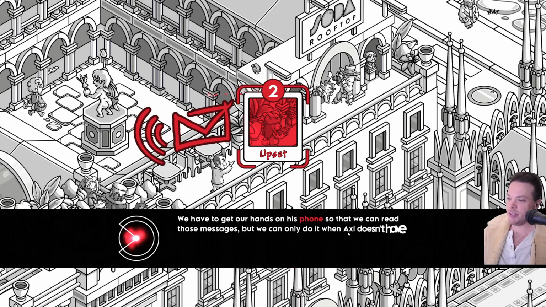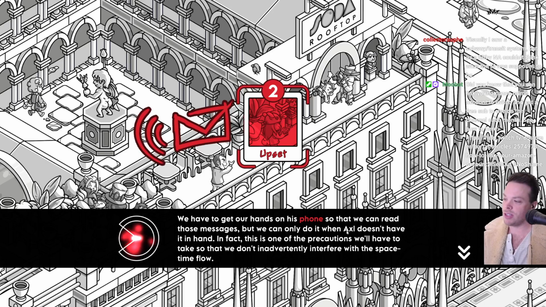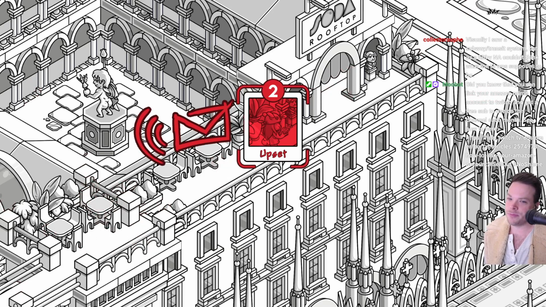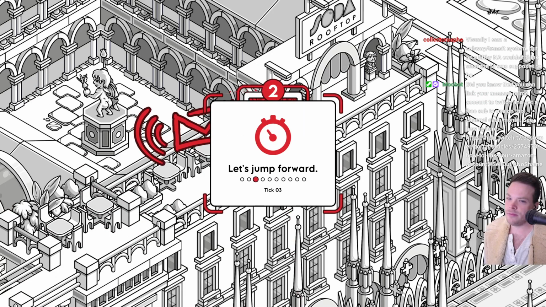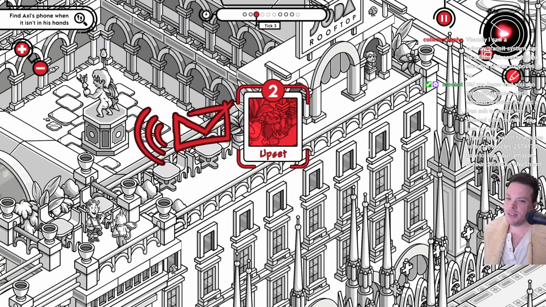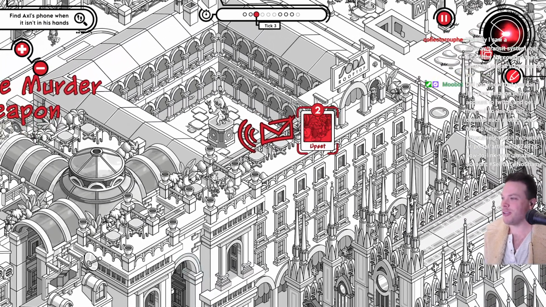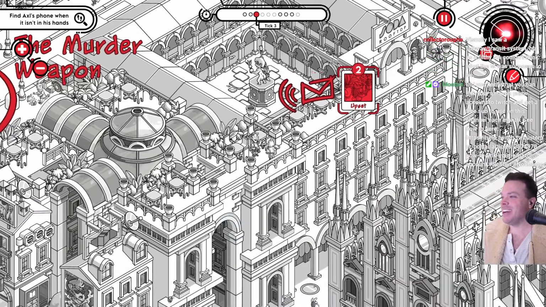We have to get our hands on his phone so that we can read the messages, but we can only do that when he doesn't have it in hand. In fact, this is one of the precautions we'll have to take so we don't inadvertently interfere with the space-time flow. Ah, but as an NA you couldn't imagine what M was supposed to be? Metro! Metro, Metro. But I'm not NA. I'm not NA or Europe.